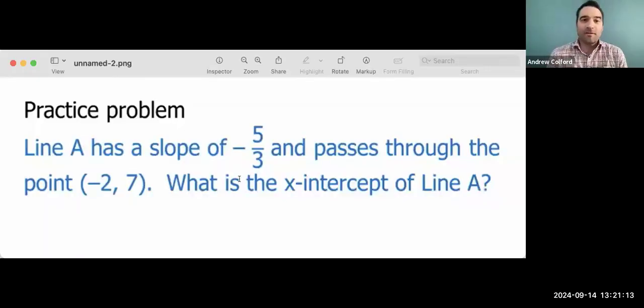Line A has a slope of negative 5/3 and passes through the point negative 2, 7. What is the x-intercept of line A?